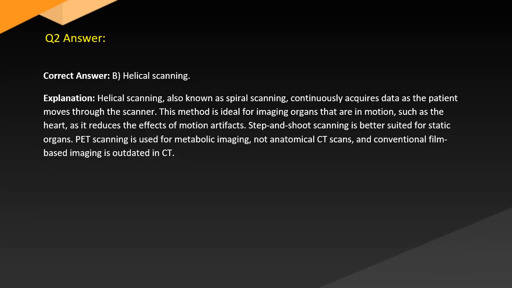Answer. Correct answer: B. Helical scanning. Explanation. Helical scanning, also known as spiral scanning, continuously acquires data as the patient moves through the scanner. This method is ideal for imaging organs that are in motion, such as the heart, as it reduces the effects of motion artifacts. Step-and-shoot scanning is better suited for static organs. PET scanning is used for metabolic imaging, not anatomical CT scans, and conventional field imaging is outdated.